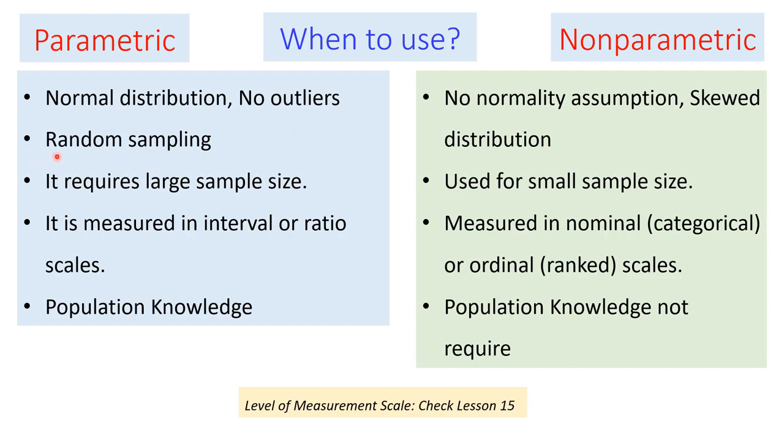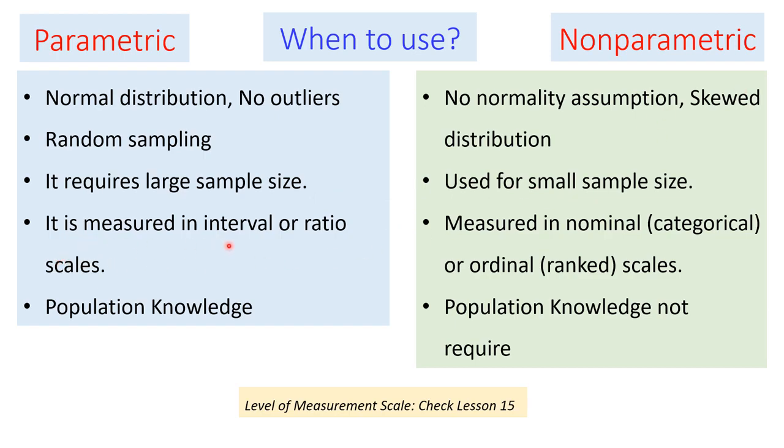And the other is how the data should be collected. In the case of parametric tests, the data should be collected randomly, or random sampling should be used, because ultimately our objective is to infer about the population based on the samples that we have drawn from the population. And the other is it requires a large sample size. In the parametric test, it requires a large sample size, whereas the non-parametric test is used even for a small sample size. So if the sample size is small, we have to go for the non-parametric tests.